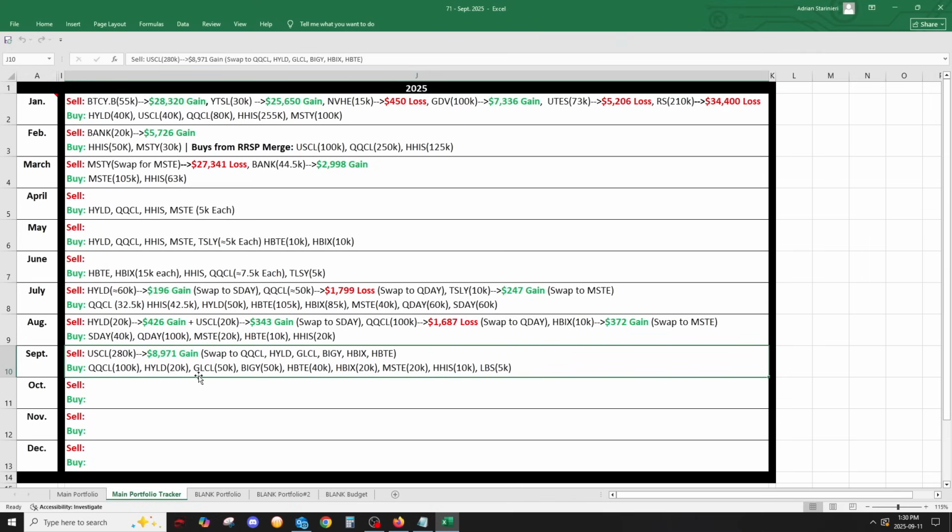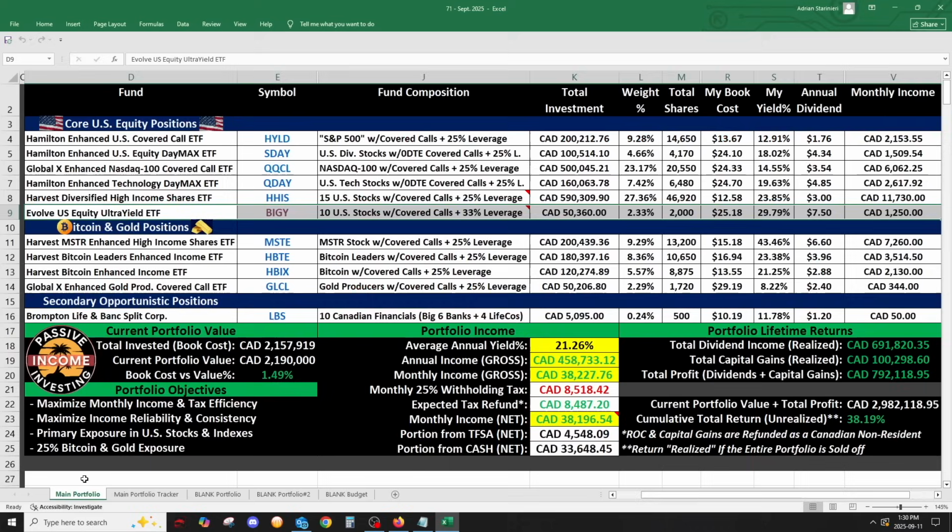And then 60,000 went into HBTE and HBIX. So I also wanted to increase my Bitcoin exposure as well. 40,000 went into HBTE. That's been kicking ass lately. It's Bitcoin-related companies, strategies there, Galaxy, Block, Coinbase, a bunch of other ones. It's doing really, really well. So I had to increase that one as well here, 40K. And I added 20K also to HBIX, which is just your basic Bitcoin, right?